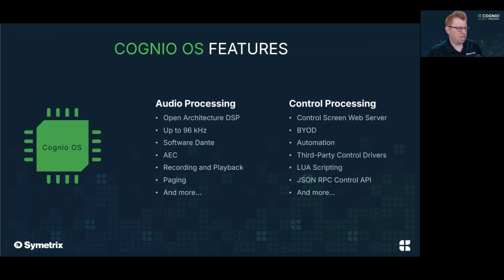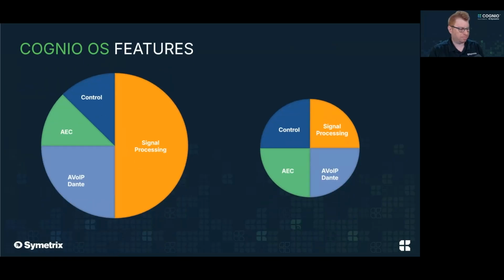Every Cognio product can have open architecture DSP up to 96K, software Dante, AEC, recording and playback, and paging. Every Cognio product has control processing, such as a built-in web server allowing you to bring your own device for control, automation, and third-party drivers. It can run Lua scripts. It can be controlled from an external control product using our JSON API. Every Cognio product has access to all of these features. The only difference is how much of each feature each Cognio product has.